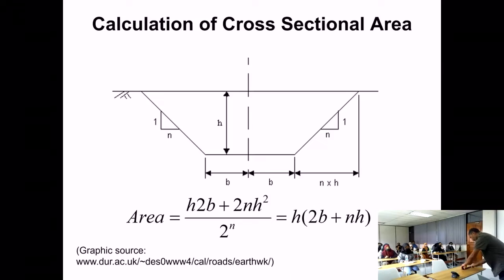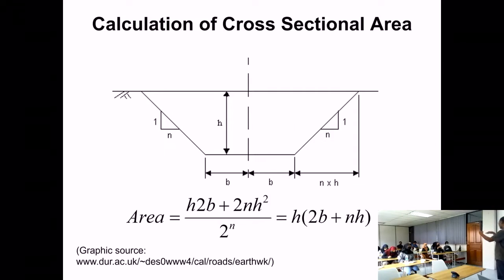The formula is h multiplied by 2b plus nh. N is the side slope of your excavation, h is the depth of the excavation from the floor to the platform level, and b is half of the roadway. Remember, b is half, right? 2b here. 1b only halfway. One way this way, the other this way. So h times 2b plus nh.